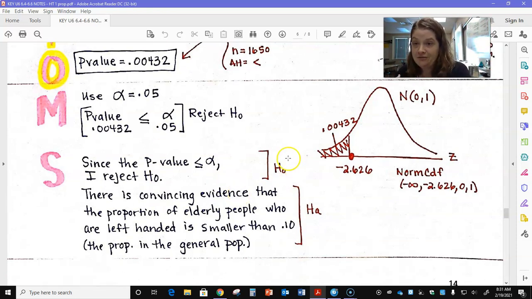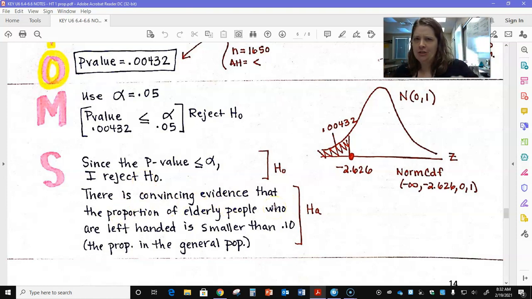Here's my conclusion. The first statement is going to be about the null hypothesis. I'm going to reiterate that, make a decision in a complete sentence. Since the p-value is less than alpha, and I've stated what alpha I used up here since they didn't state it, I reject the null hypothesis. Now, if you're in a class that doesn't want you to use first person pronouns like I or we, go ahead and say, since the p-value is less than or equal to alpha, the null hypothesis is rejected.